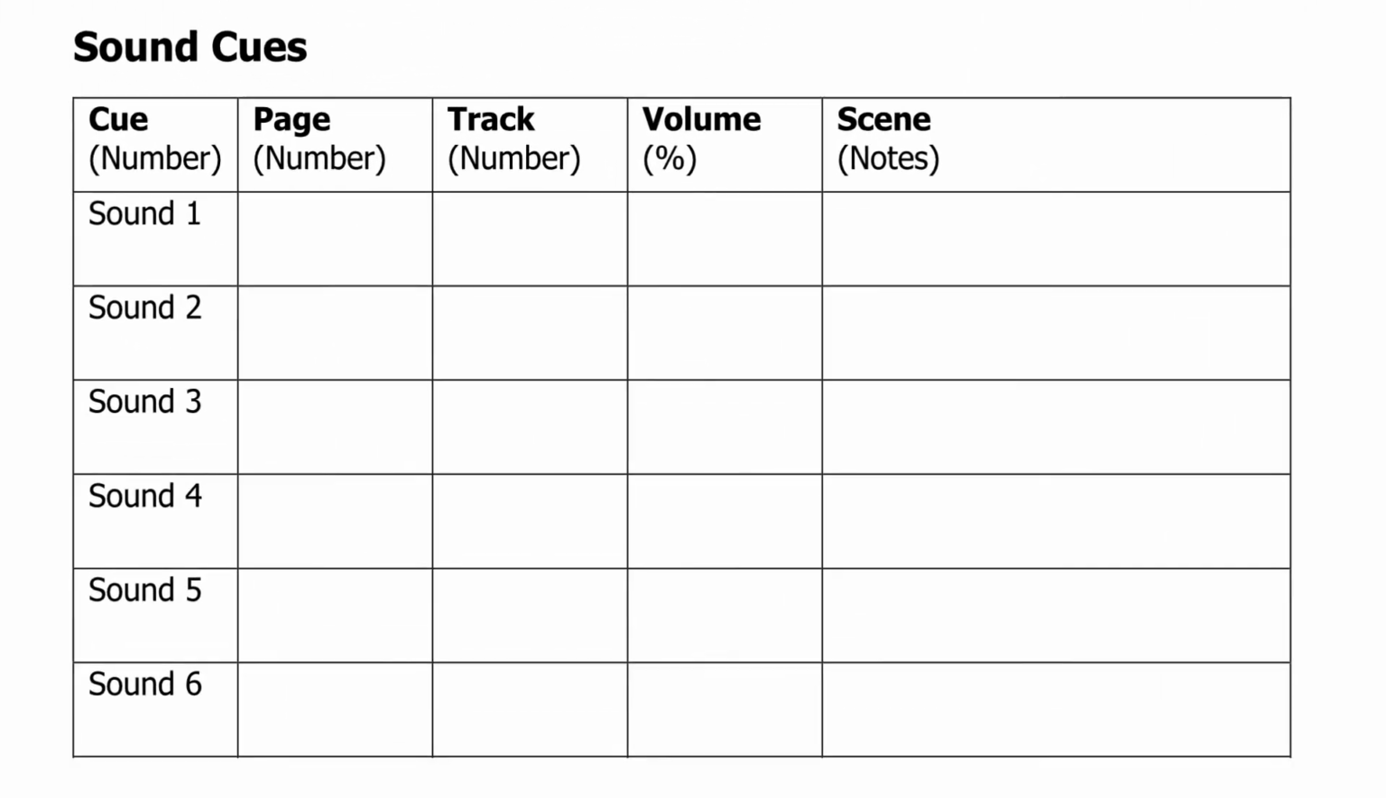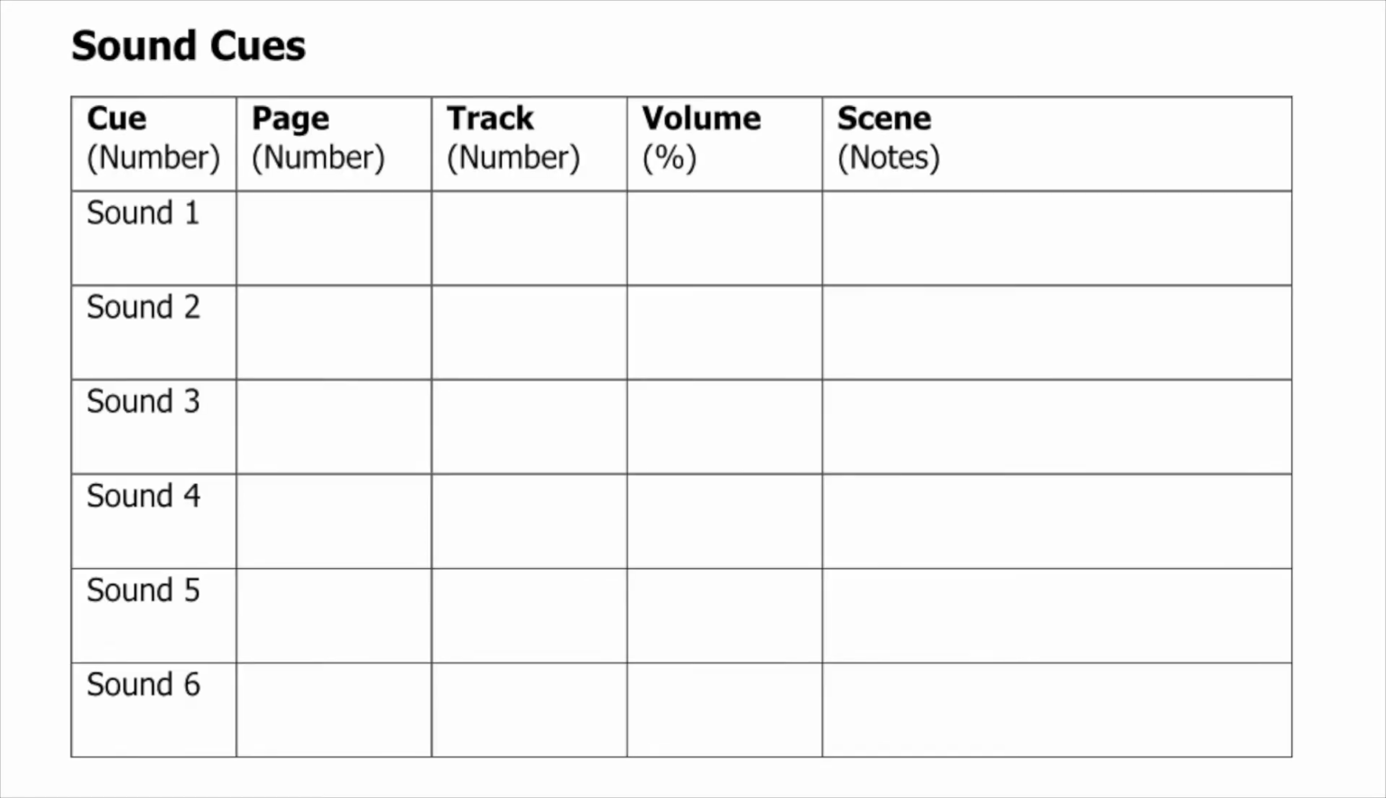For our first sound cue, we have indicated this takes place on page number 1, and we will be using track number 1, and we would like this played at 50%, that's half volume. We have made notes to the technician so he knows that it should be some eerie background music and that he should start this sound cue when the cast enter the stage.